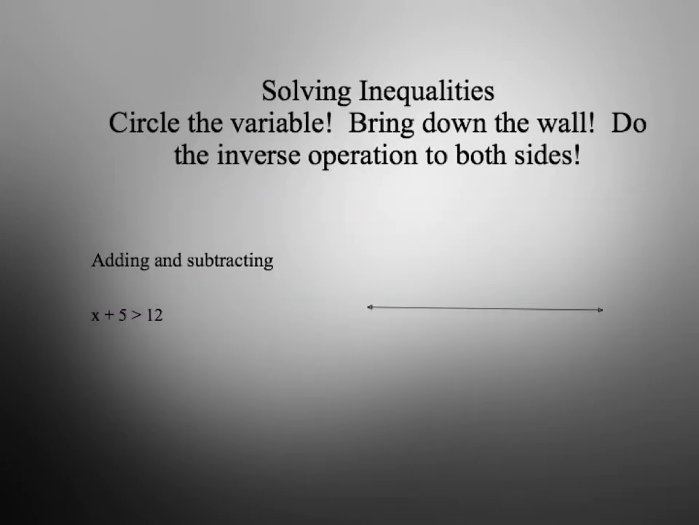Okay, so the first thing I'm going to do is rewrite the problem. X plus 5 is greater than 12. And if I remember back to when I first started solving equations, I circled the variable, brought down my wall, and instead of bringing down the equal sign, I'm going to bring down the greater than sign. And I'm going to do things exactly like I did with the equations.